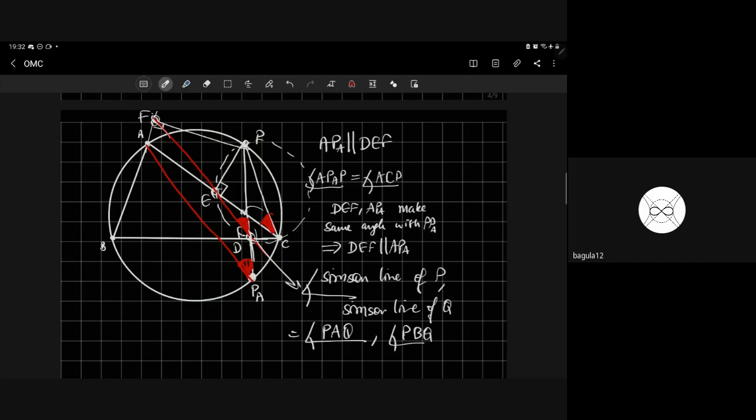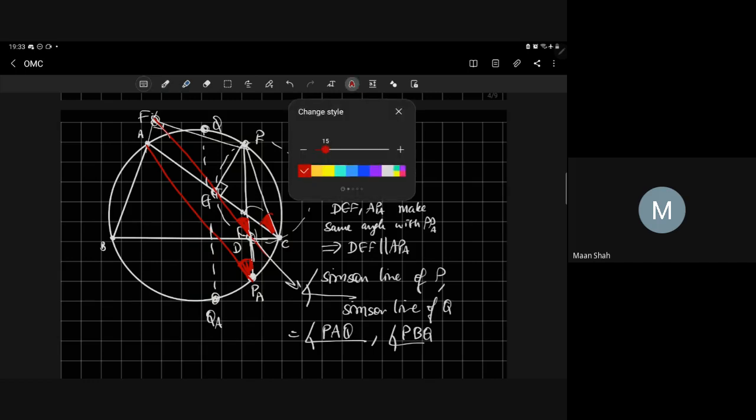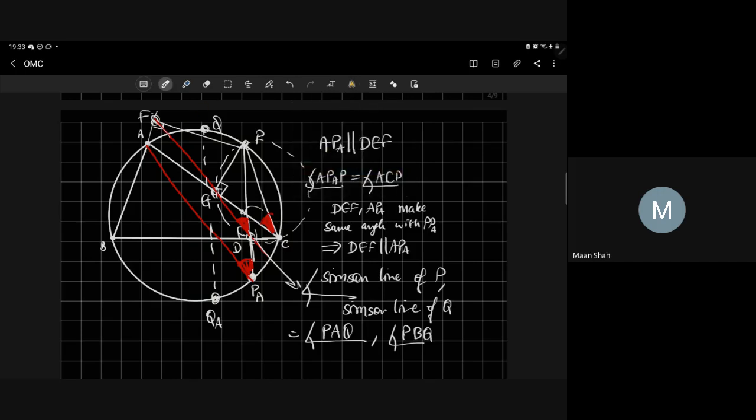So shall I draw Q on the same diagram or will it confuse you? It will be fine. Okay, fine. And I'm not drawing the Simpson line of Q. What do we know about the Simpson line of Q? We just saw this result that if you take the projection and extend it to some point QA, what do we know? We know that AQA is parallel to the Simpson line of Q, right?